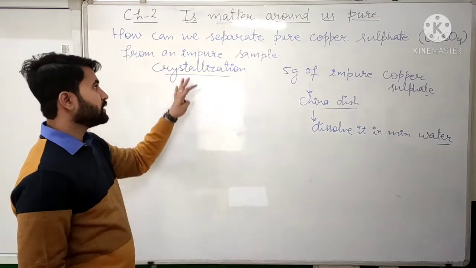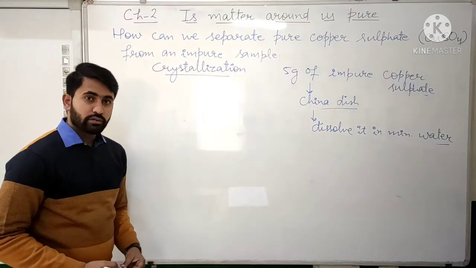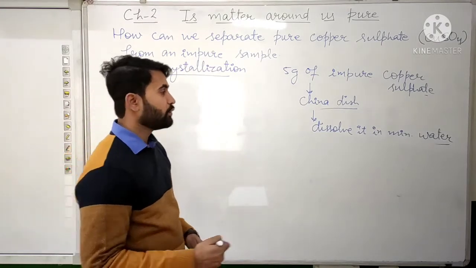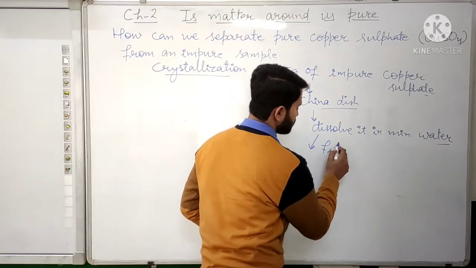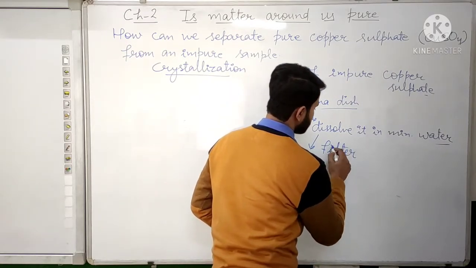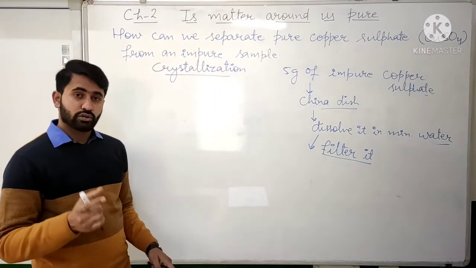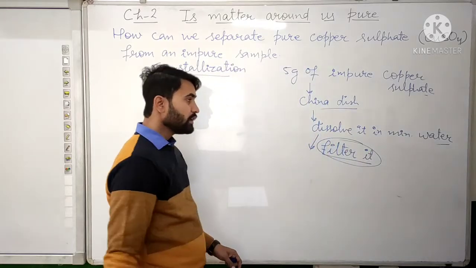That are present in the impure sample of the copper sulfate. Now the insoluble impurities will get separated. How will we separate them? We will filter this solution. So the large size insoluble impurities will get filtered.